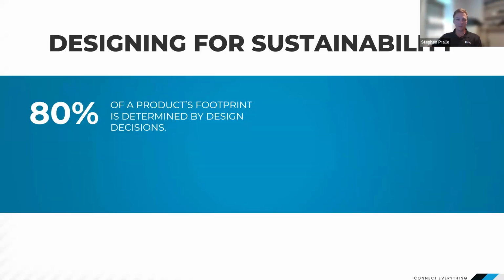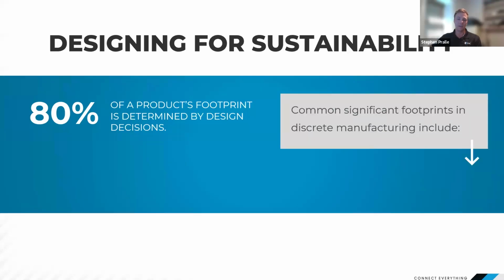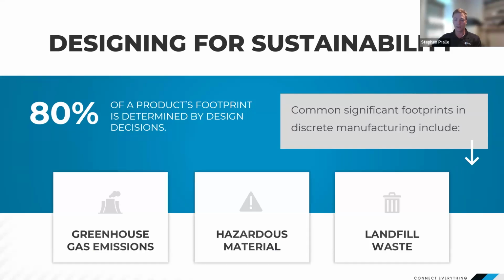Now, what most companies and most people don't understand is that 80% of a product's environmental footprint is determined by design decisions. So in the design phase of our product development process, footprints such as emissions, hazardous material, landfill waste, they can all be addressed earlier on in the product development process.